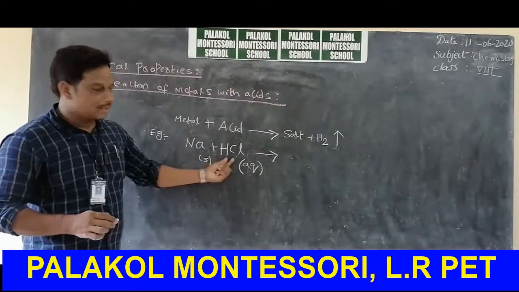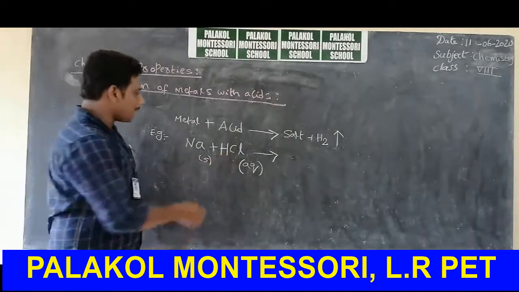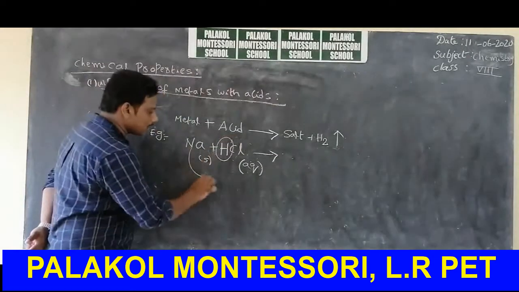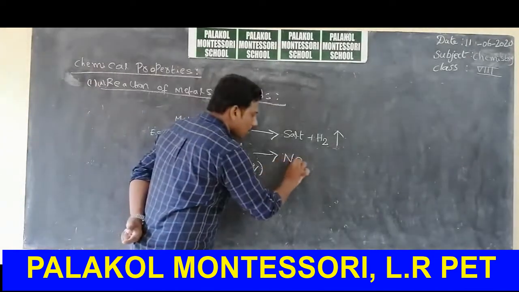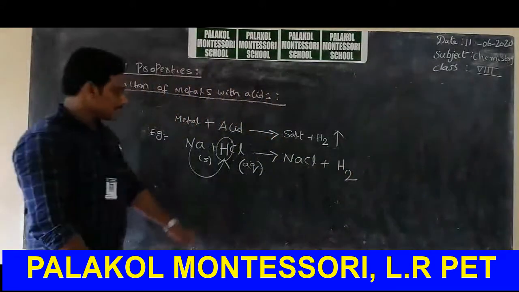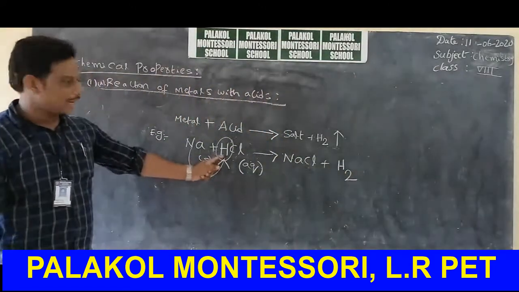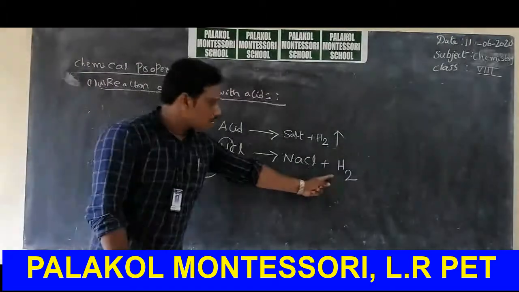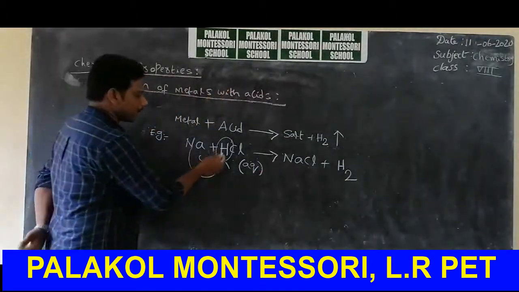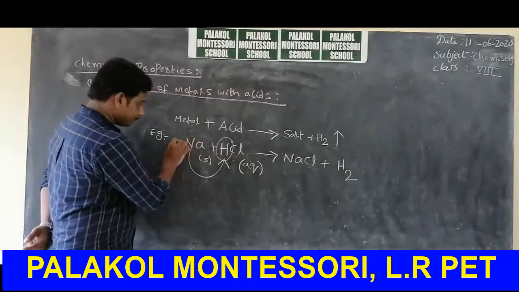Sodium metal reacts with hydrochloric acid, what happens? When these two react, the hydrogen is displaced by sodium and forms sodium chloride. Here it forms H2, hydrogen gas. Here we have only one hydrogen on the left hand side. Here we have two hydrogens on the right hand side, H2. That's why now we balance that particular equation.